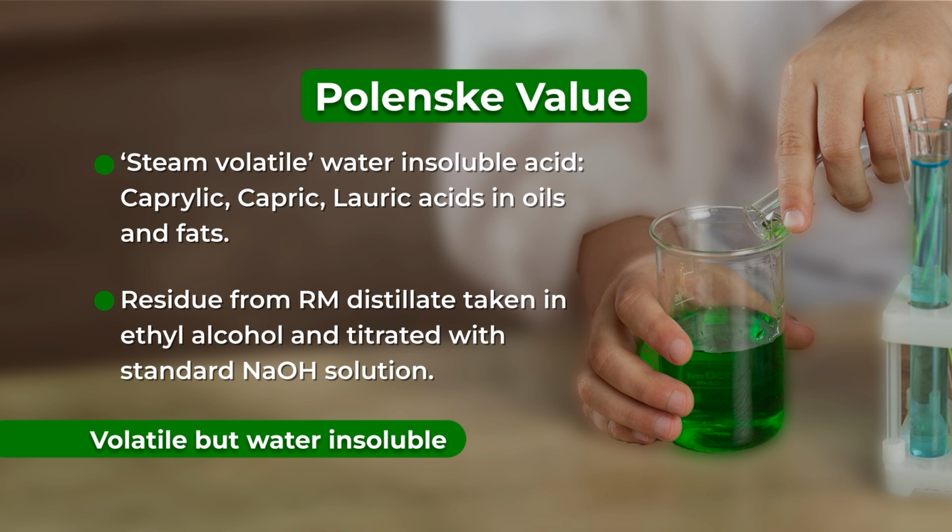The Polenske value is nothing but this: we take ghee and saponify it. After saponification, we add water. The water-soluble fatty acids, which we have already seen in Reichert-Meissl, we remove by distilling. Whatever is insoluble remains behind. So basically, the Polenske value is opposite to the Reichert-Meissl value. This is a volatile component but water insoluble.